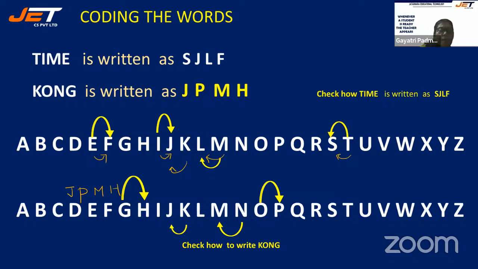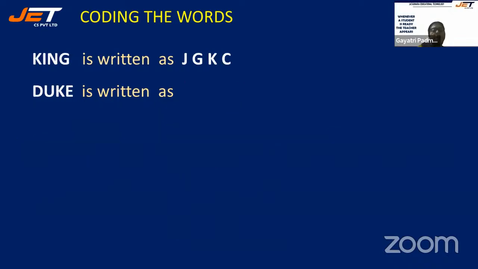Perfect. So the way we identified TIME is the same way we identified KONG also. Let's see the next one. KING is written as JG, KC. How is DUKE written?